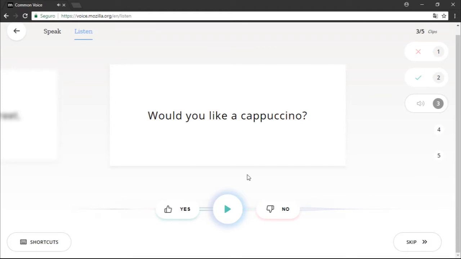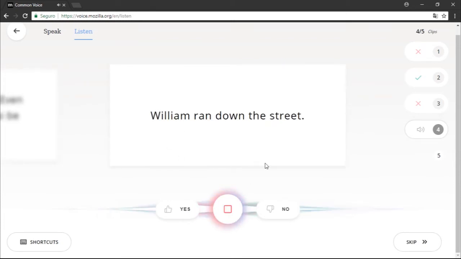Well, this one's quite troubling because the guy did say the text, but he left a gap, which I don't know if would be valid. I don't think it should be valid because this space will confuse the model. So I'm gonna click no. Okay, William ran down the street. That's pretty good.